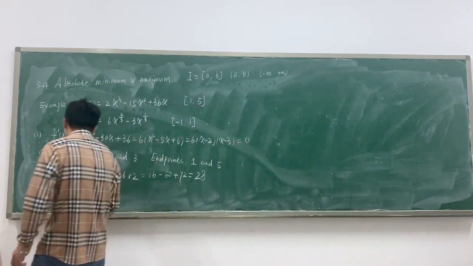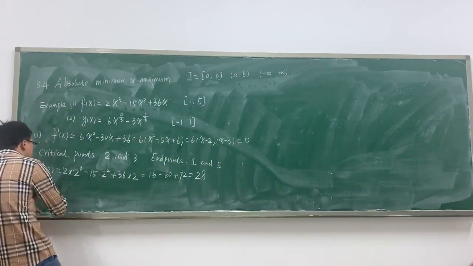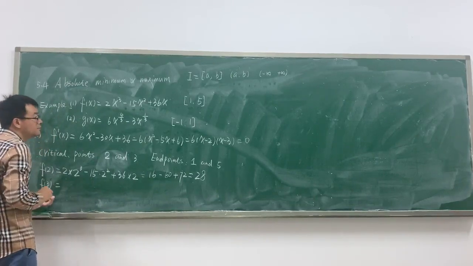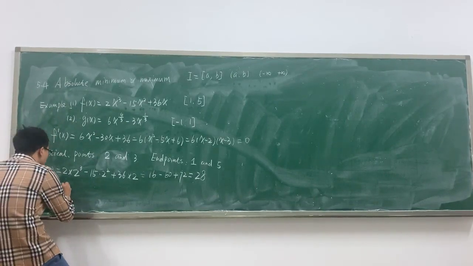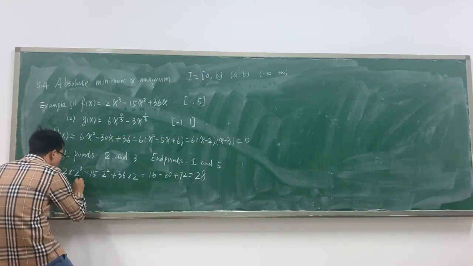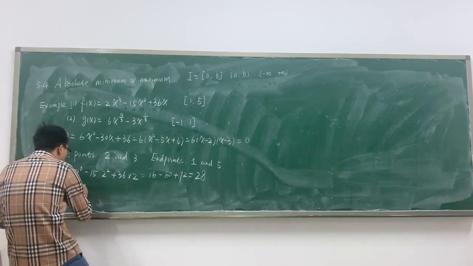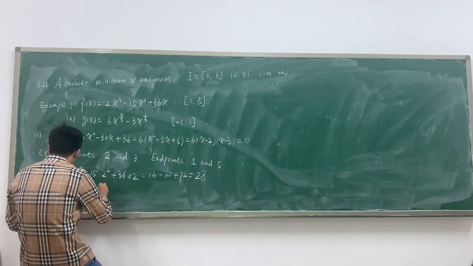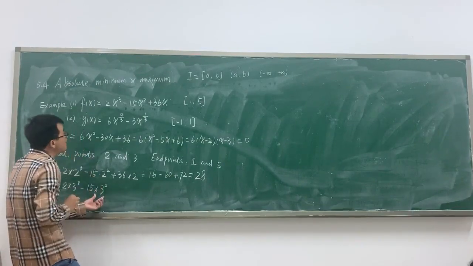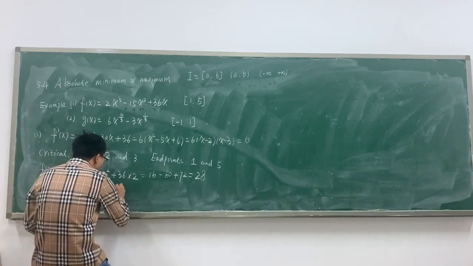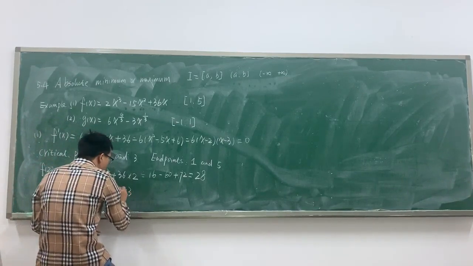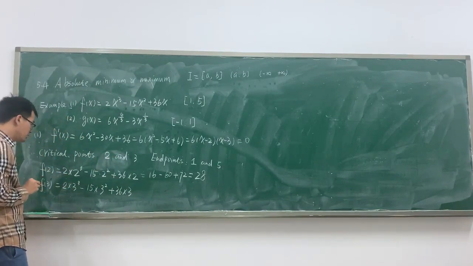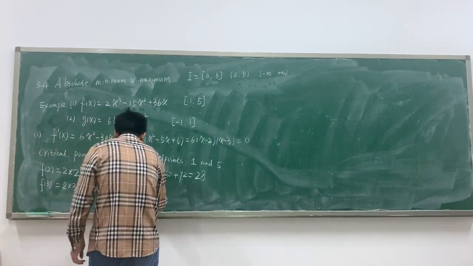So for the second one, now we need to find F(3). F(3) is 2 times 3 cubed, minus 15 times 3 squared, plus 36 times 3, yes? So here equal to what?